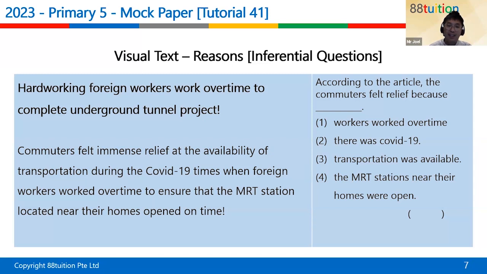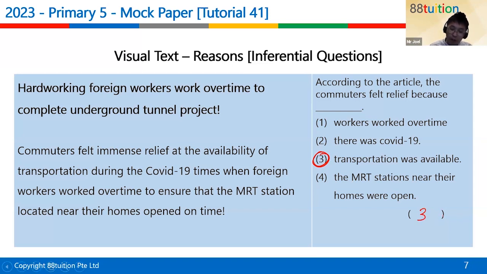All right. Yes, Siran, you're correct. Kaihan, you're right. Josiah, you are wrong, unfortunately. Marissa, you're wrong. Okay, so look at this. So the answer is actually number 3, right? They were relieved because transportation was available. Okay, so the answer is 3.